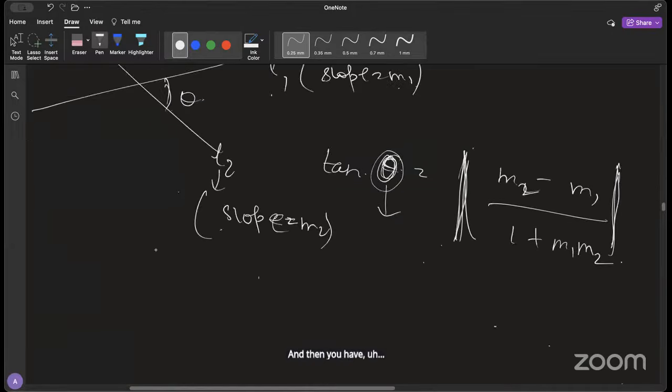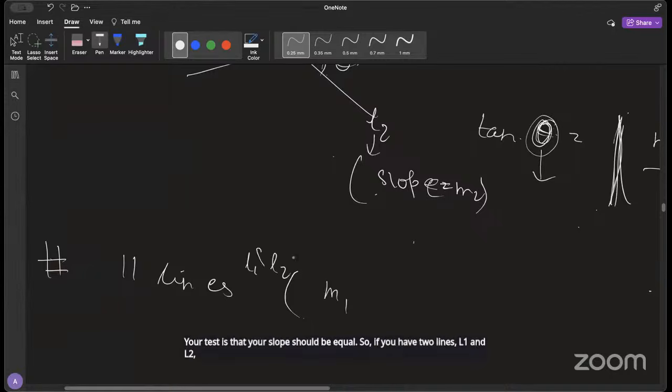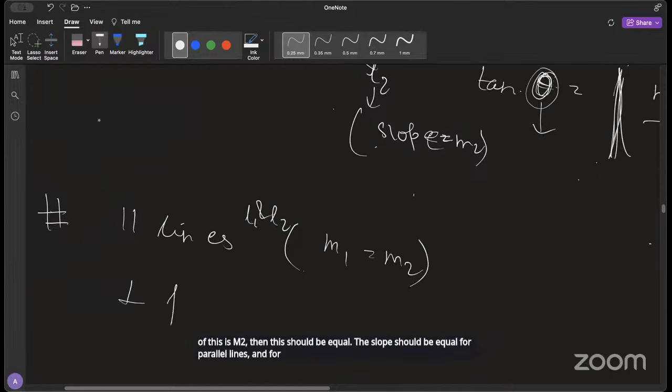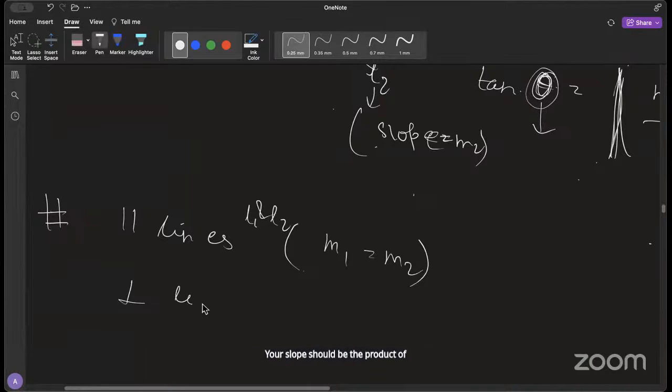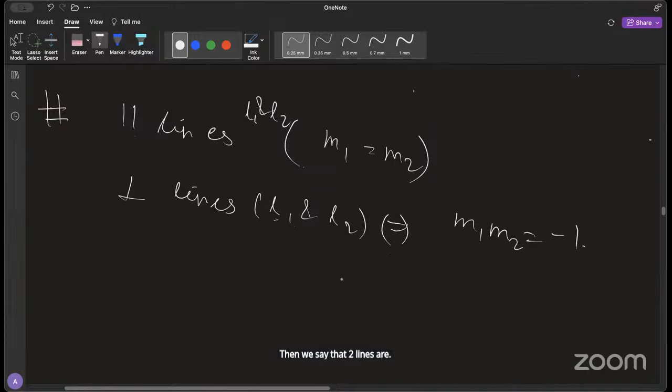And then you have parallel lines and perpendicular lines. For parallel lines, your test is that your slopes should be equal. So if you have two lines, L1 and L2, and the slope of this is M1 and the slope of this is M2, then they should be equal. For perpendicular lines, the product of the slopes M1 and M2 should be -1. Then we say that two lines are perpendicular to each other, and in the other case, we say they're parallel to each other.